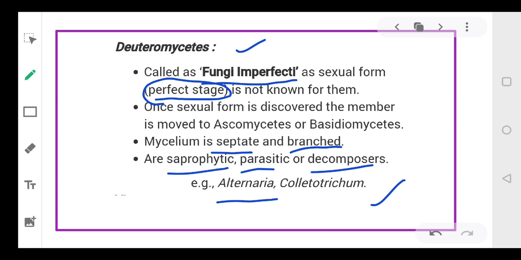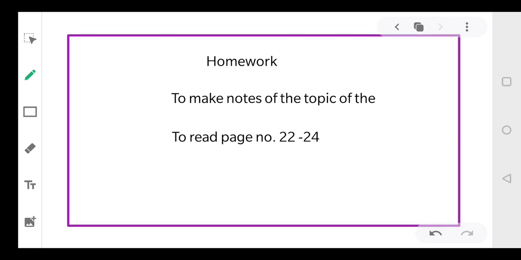Okay everyone? So let's come to your homework. First of all, you will make notes of the topic. Secondly, you will read page numbers 22 and 24. Okay, dear students? And I hope that you are focusing on your studies, because soon you will be near your exams. Once we finish this chapter, we will start with our sample papers so that you can practice them. So in May, you will have your first periodic term.